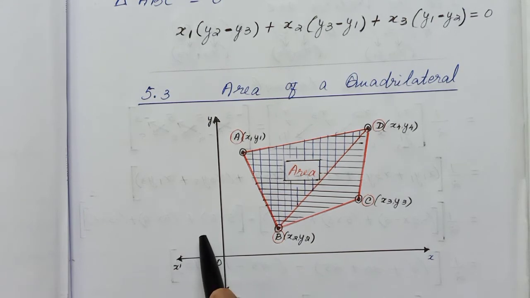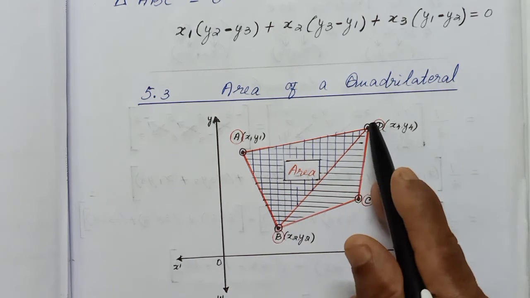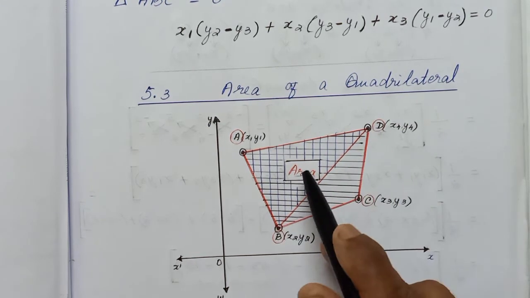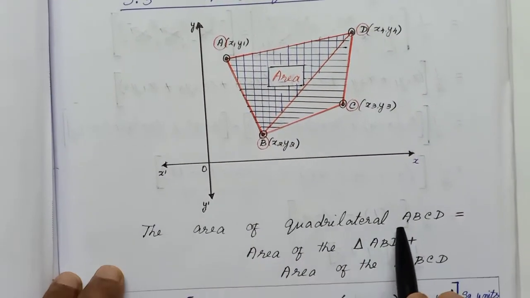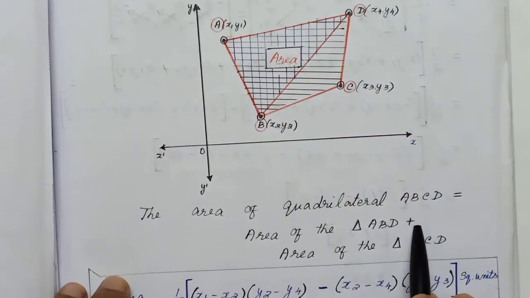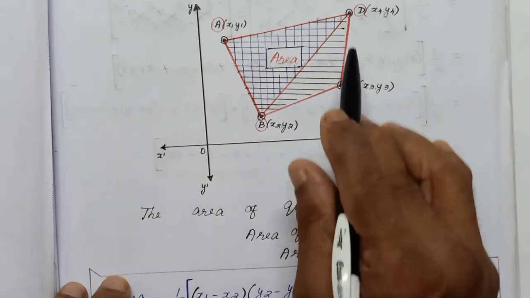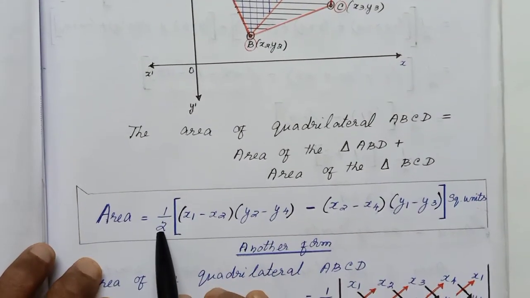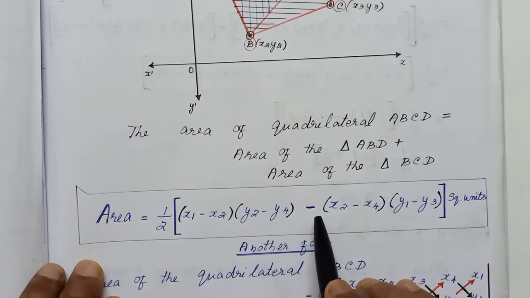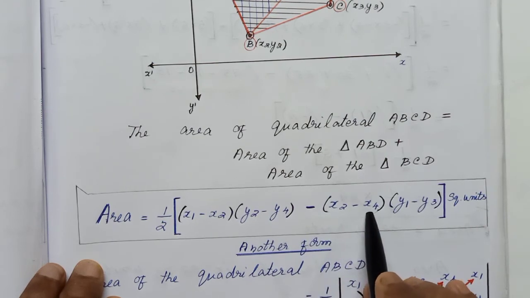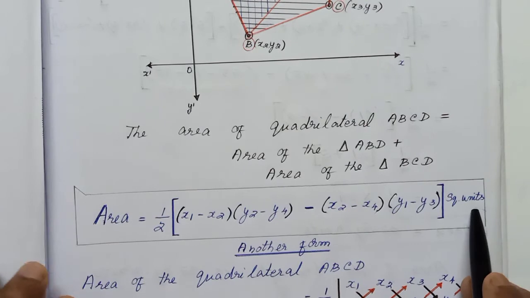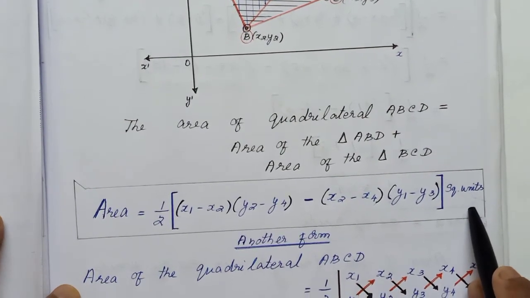So how to find the quadrilateral area? Divide the quadrilateral into two halves. Here vertex B is joined to the opposite vertex D. When you draw the line, it becomes two triangles. That's the way the area of the quadrilateral ABCD is equal to the area of the triangle ABD plus the area of the triangle BCD. So the area equal to 1 by 2 into x1 minus x2 into y2 minus y4 minus x2 minus x4 and y1 minus y3, you close the whole bracket, into square units because we are mentioning area. This is the normal form to find the area of the quadrilateral.